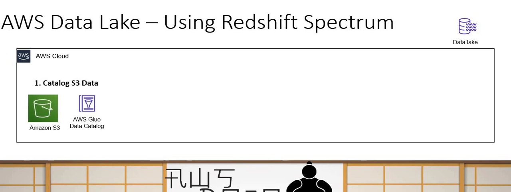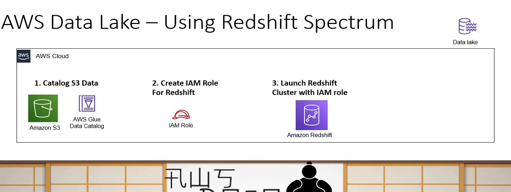First, you catalog your S3 data. So you have data in an S3 bucket. You simply use the AWS Glue Data Catalog to catalog it, whether you manually catalog it or you use an AWS Glue crawler to catalog it, up to you. Then you create an IAM role for Redshift, and to this IAM role you give permissions so that it can access data from the catalog. Then you launch a Redshift cluster with this IAM role. By assigning this IAM role to the Redshift cluster, you are simply giving the Redshift cluster permission to be able to talk to the Glue catalog.